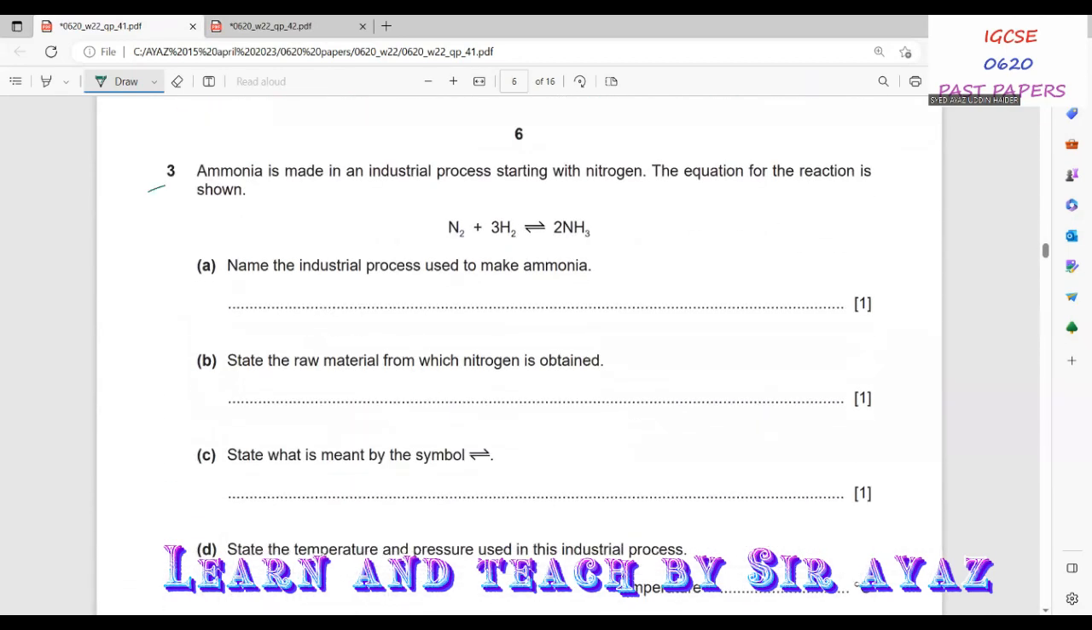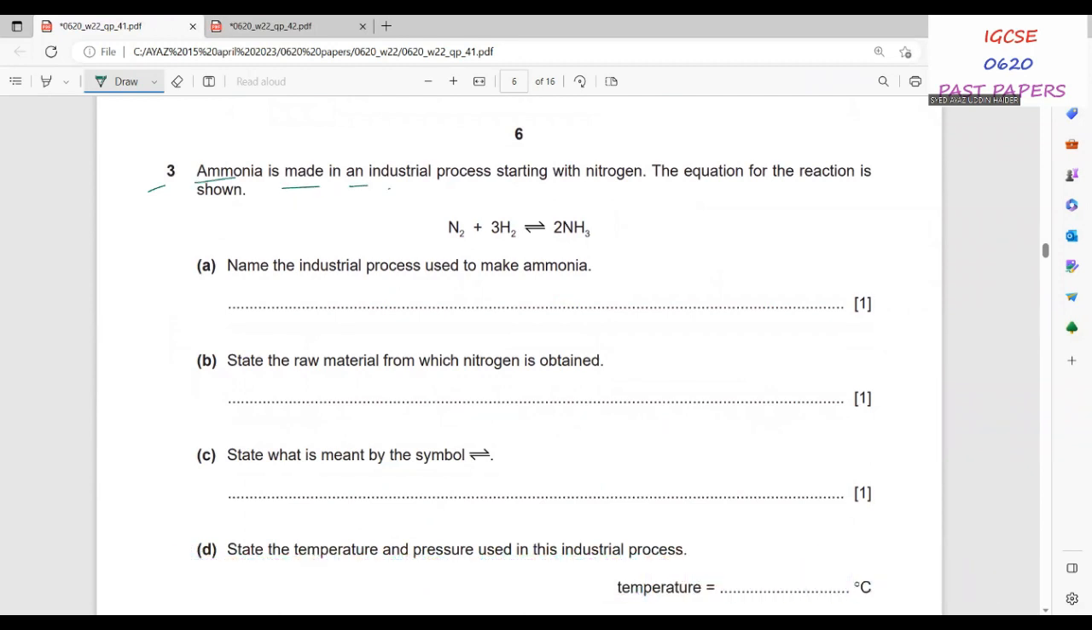Number 3, ammonia is made in an industrial process starting with nitrogen. The equation for the reaction is shown. This is the reaction equation. N2 plus 3H2 gives 2NH3. A, name the industrial process used to make ammonia. It's the Haber process, so we'll write Haber. B, state the raw material from which nitrogen is obtained. Nitrogen is obtained from air, so you write air.